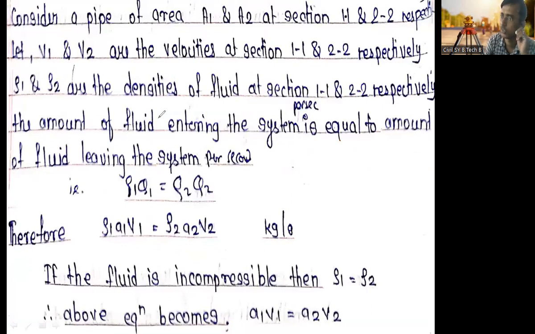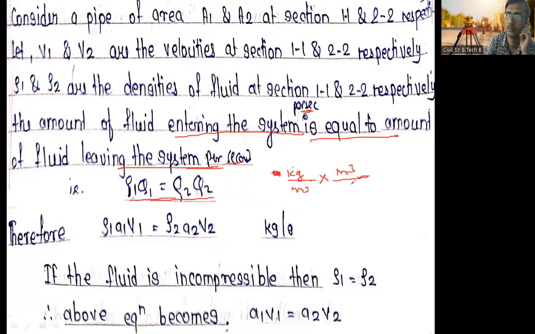So according to the law of conservation of mass, the total amount of liquid entering the system per second is equal to the total amount of liquid leaving the system. The amount of liquid can be represented like rho 1 Q1 equal to rho 2 Q2. Rho has the unit kg per unit volume, and discharge has the unit meter cube per second. So it will get cancelled here and you will get the unit as kg per second. So it is the amount of liquid.